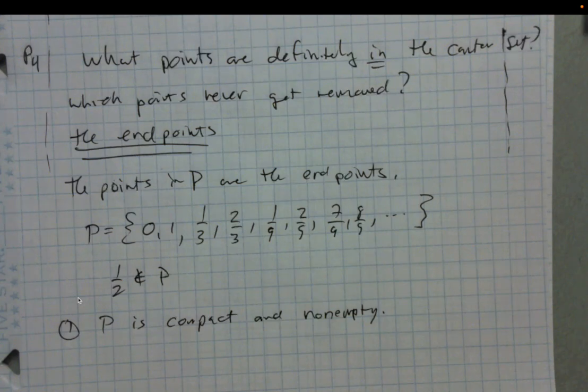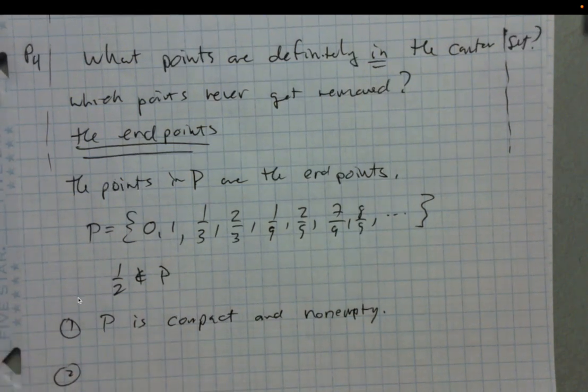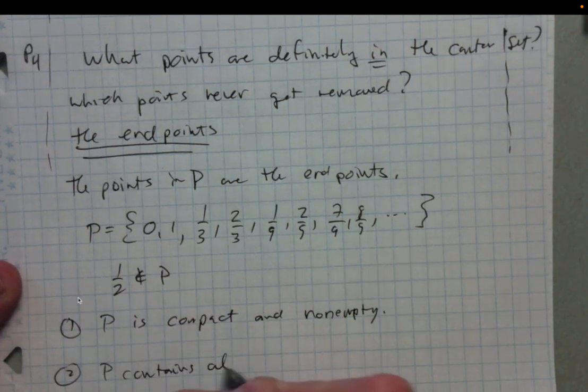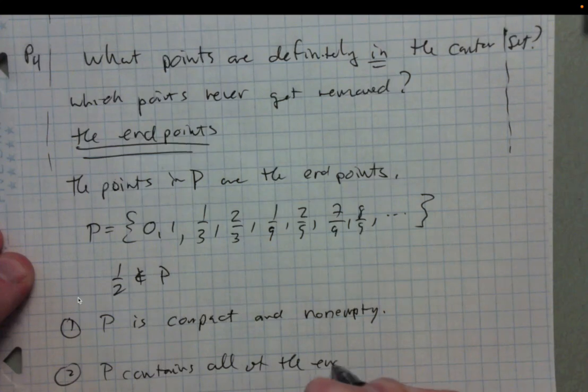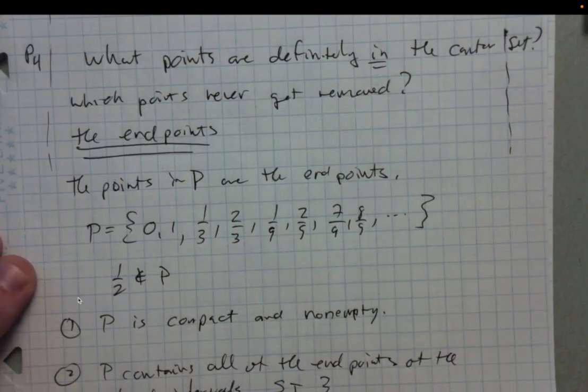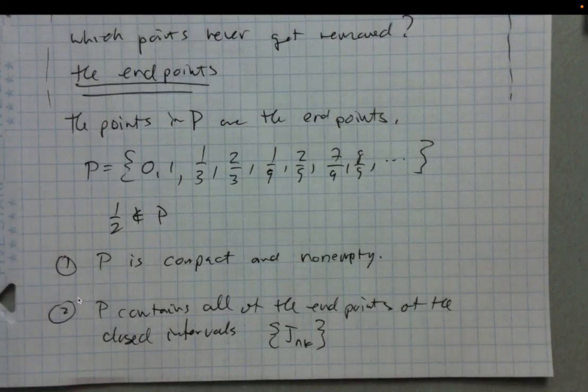What I just said would be the second property that I would want to point out, which is that P contains all of the endpoints of the closed intervals, and I'll just write J and K. In N iterations, each iteration has K subintervals, right?